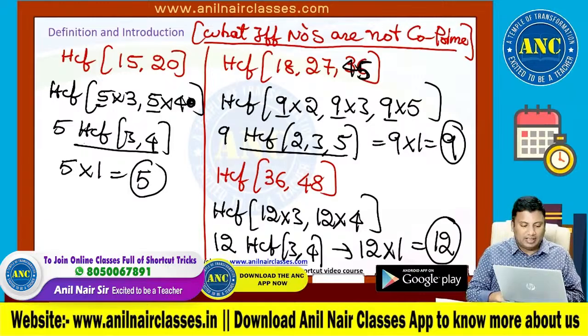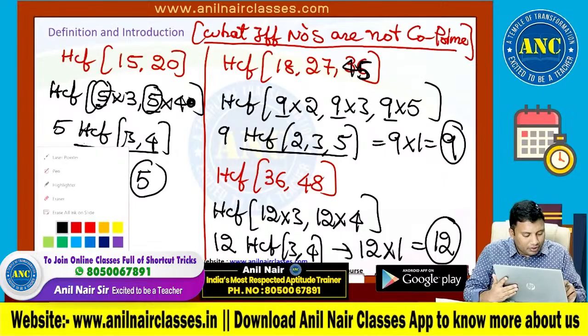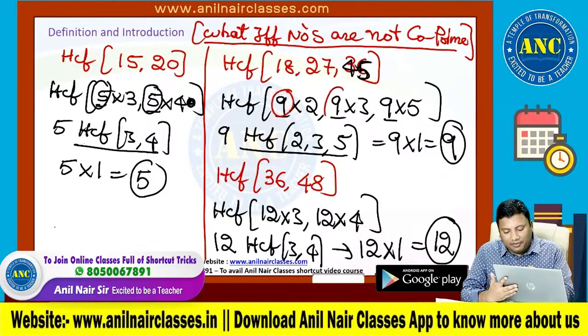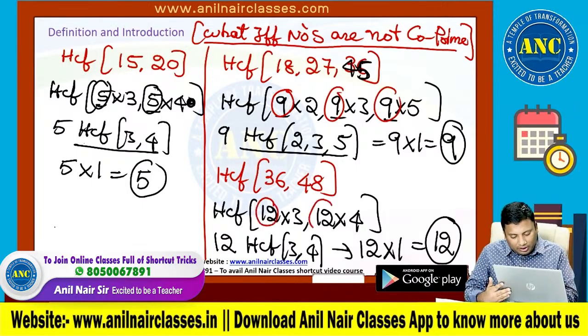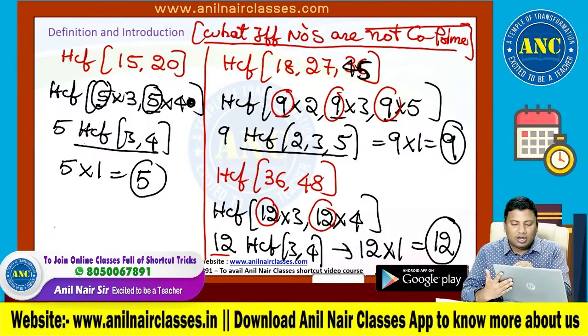If the numbers are not co-prime to each other, make them co-prime to each other. 5 3s are, 5 4s are. Take the factor common out. 9. HCF of 2 3 5 is 1. Now, I hope it is clear, right? What if the numbers are not co-prime to each other?